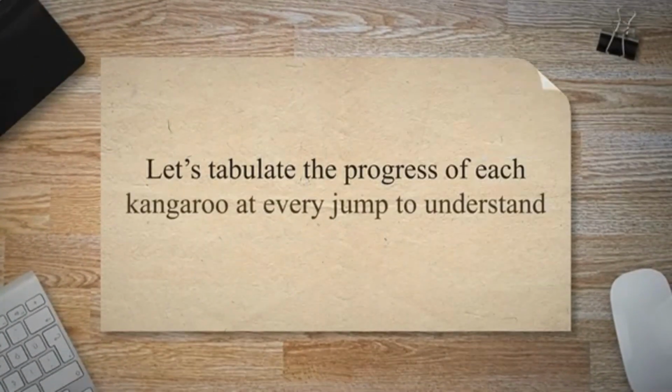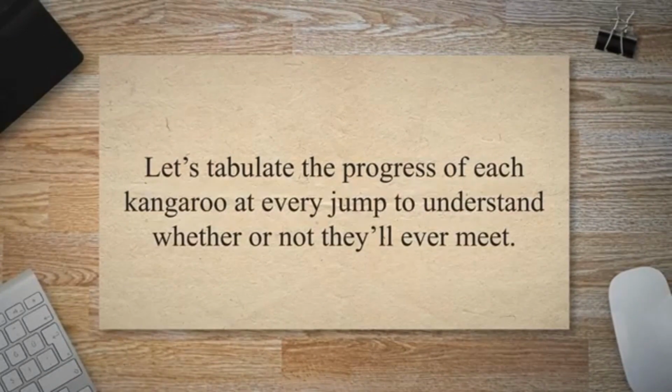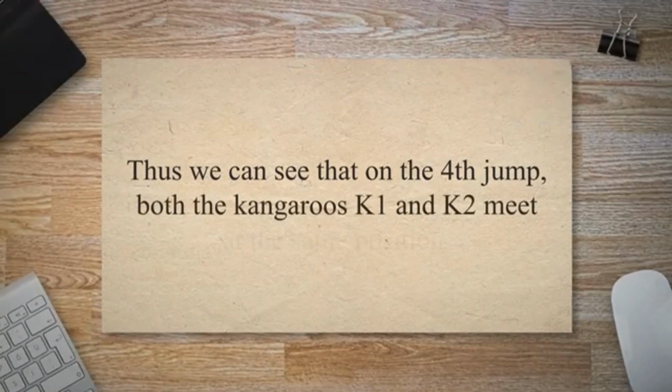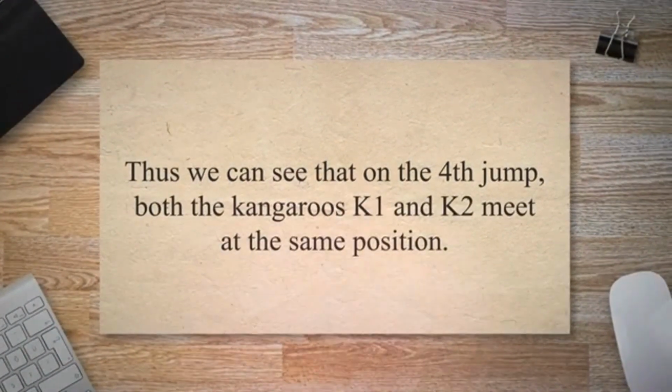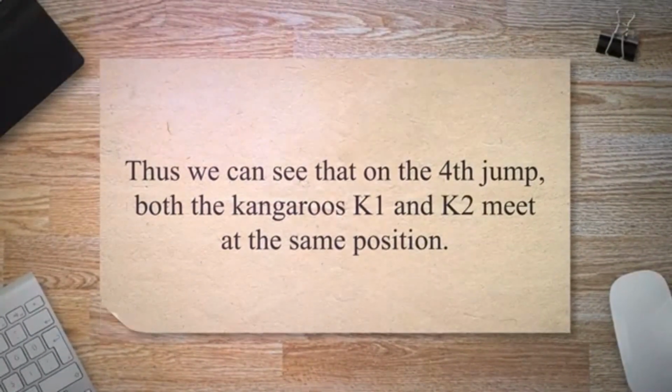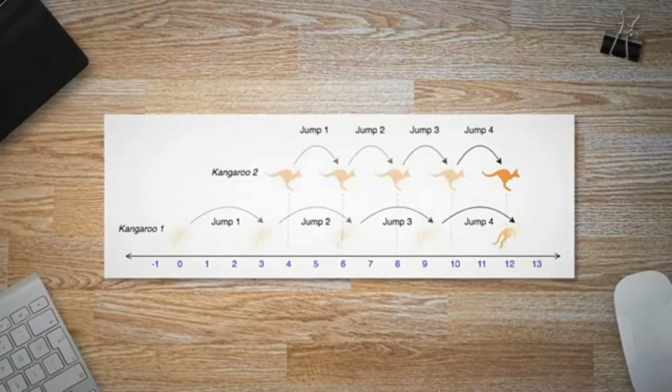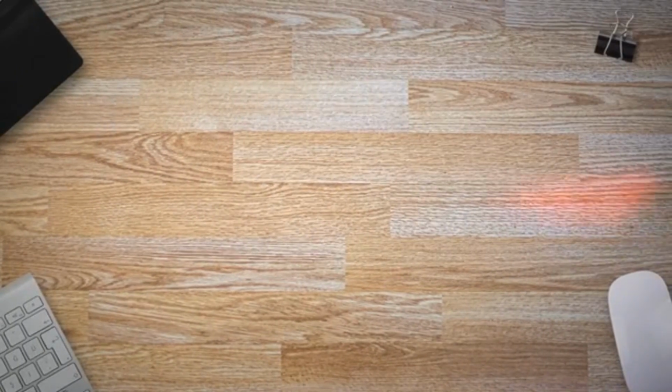Let's tabulate the progress of each kangaroo at every jump to understand whether or not they'll ever meet. Thus we can see that on the 4th jump, both the kangaroos k1 and k2 meet at the same position. The same can be illustrated by the following image. So in this case, the output should be yes. Solution explanation.